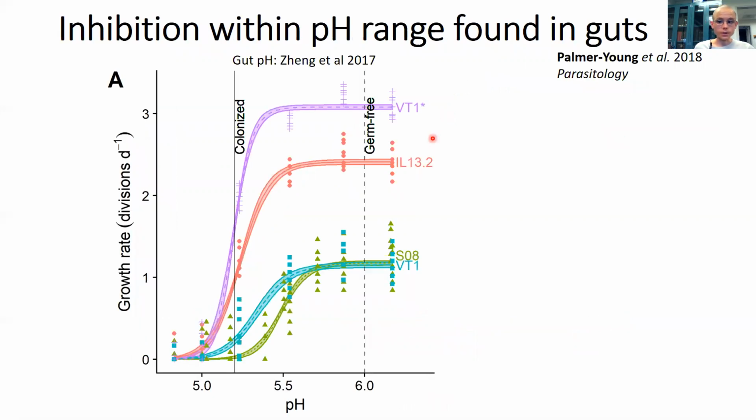I found that the parasite's growth rate, shown on the y-axis, was inhibited by acidity levels within the range previously found in honeybee guts, with strong parasite growth at the pH found in germ-free bee guts, but more than 50% inhibition of all strains at the pH of symbiont colonized guts. These experiments implicate gut acidification as a mechanism by which gut bacteria could protect against trypanosomatid infection in bumblebees.